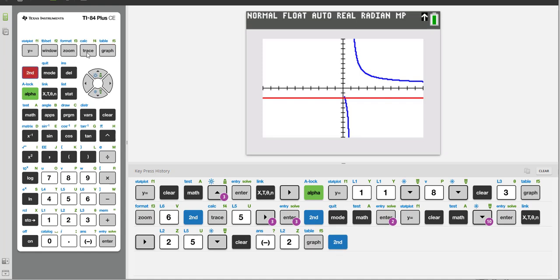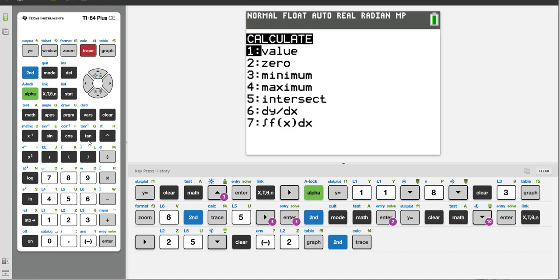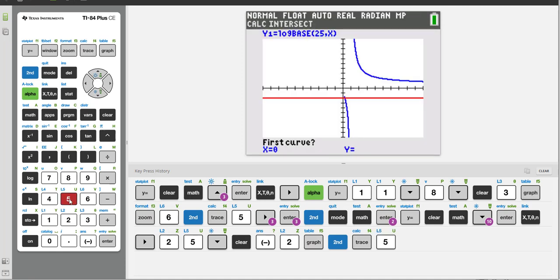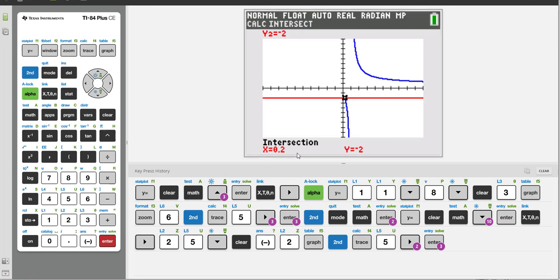Press second, calculate, select number 5, intersect. Notice there is no y equal to value present on this screen. This intersection function cannot work if there is not a y equal to value present. Use the right or left arrows to place the x near the intersection point. Press enter 3 times. Notice the intersection x equal to 0.2 at the bottom of the screen. This is a decimal, and we cannot use this answer in its decimal form. It must be converted to a fraction.